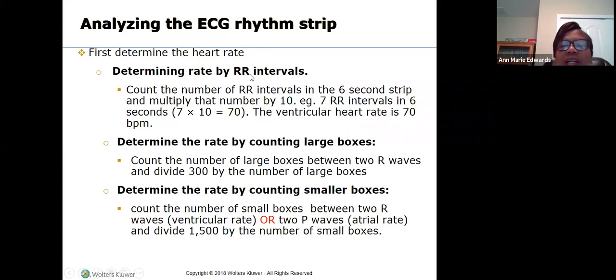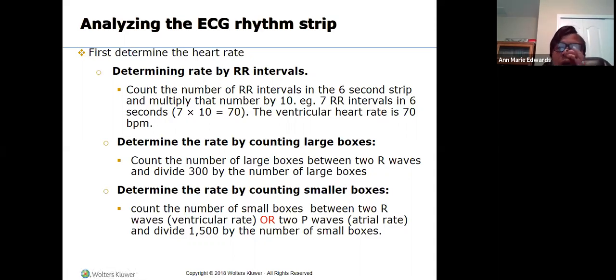So determine the rate. Remember, we're doing the heart rate. We're determining the heart rate by the RR intervals. Again, count the number of RR intervals on your 6-second strip and multiply that number by 10. So 7 RR intervals in 6 seconds is going to be 7 times 10. So your pulse rate would be 70. Okay.